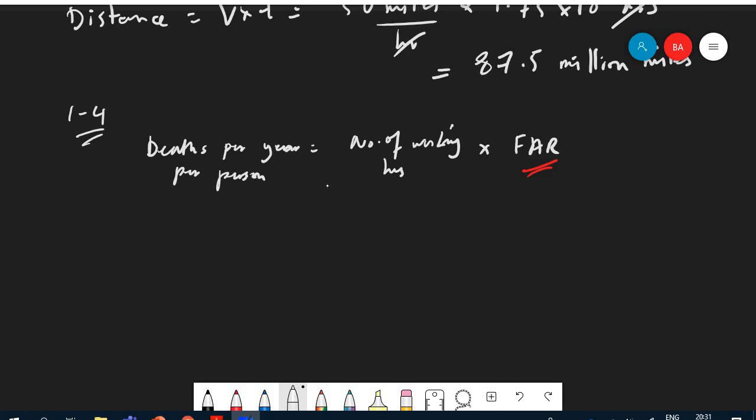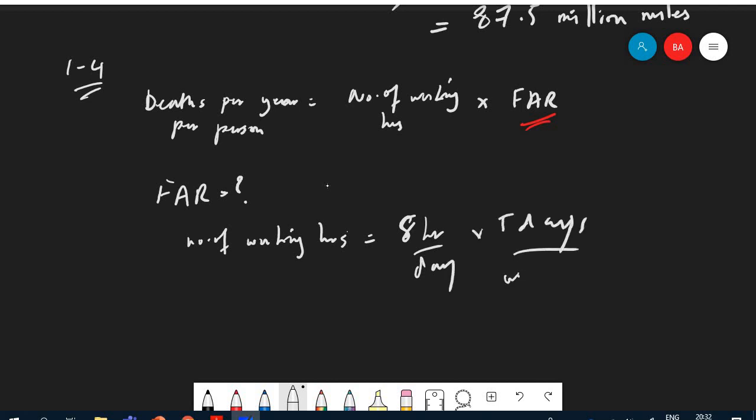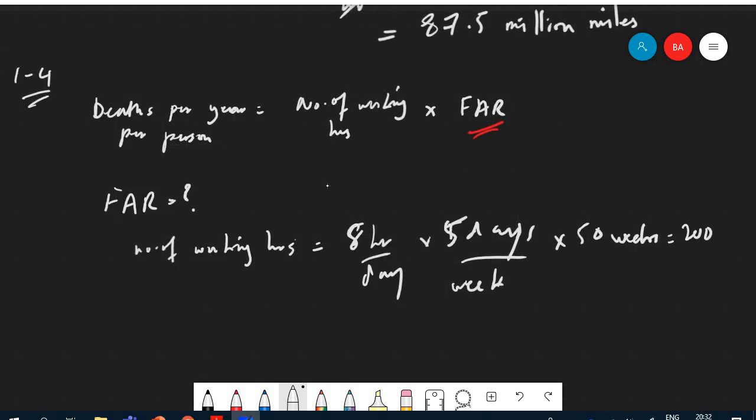Okay, the FAR, we need to know how to calculate it. First of all, the number of working hours is equal to 8 hours per day, times 5 days per week, times 50 weeks. This will be equal to 2,000 hours.